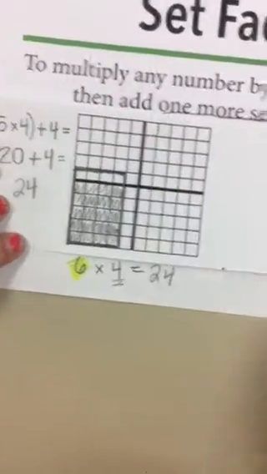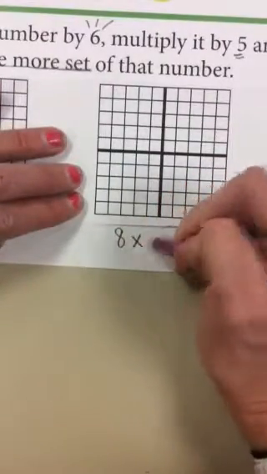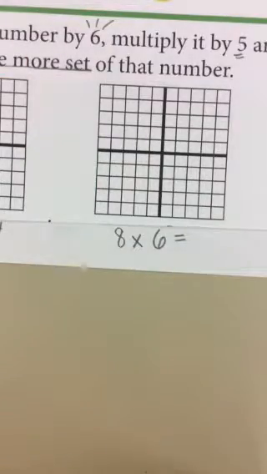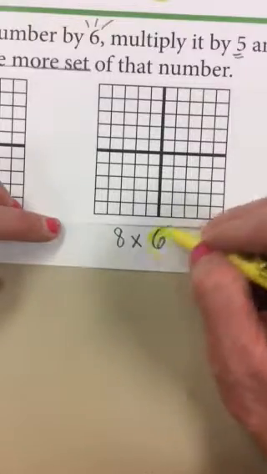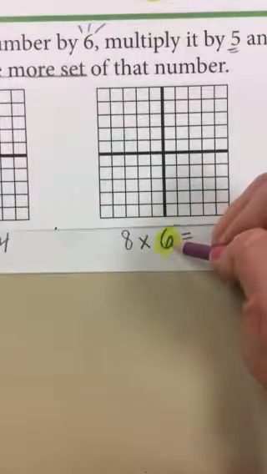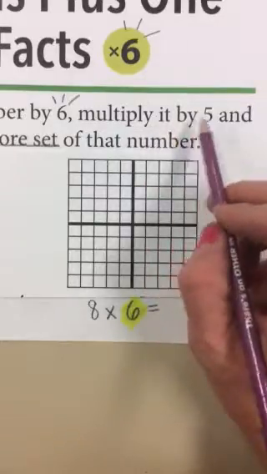Cha-ching. Okay, we're going to try 1 more. Let's go forth and try 8 times 6. This is a great one. This is a famous fact. It really is. There is our 6, our factor of 6. Yes! So, how are we going to do this using this strategy? We're going to multiply it by 5.